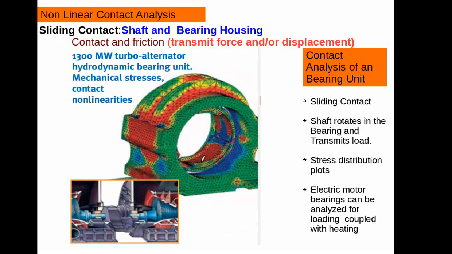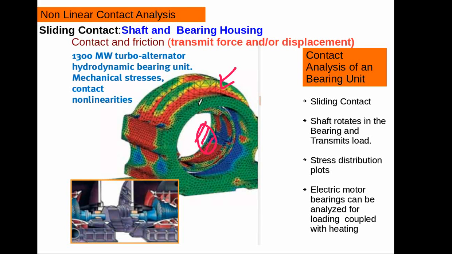There is another type of contact in which there is contact as well as sliding. The most common example is a bearing. In the bearing, there is a bearing housing and there is a shaft inside this. The shaft slides inside this bearing housing. The shaft transmits the load and the bearing housing ultimately gets all the loading.